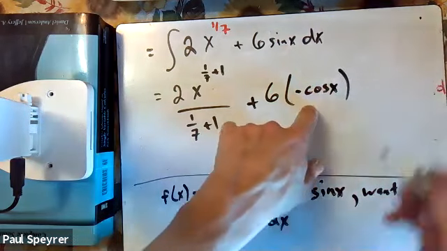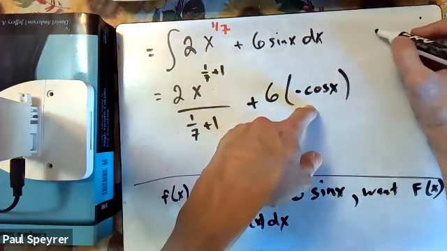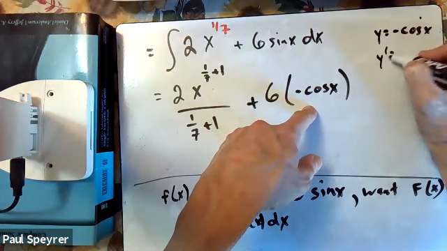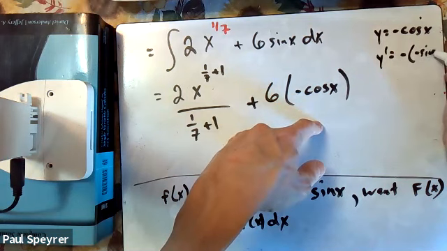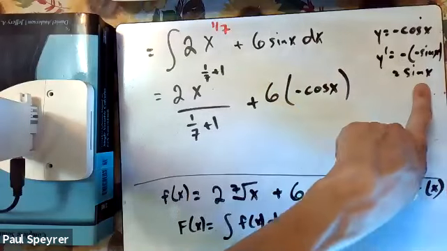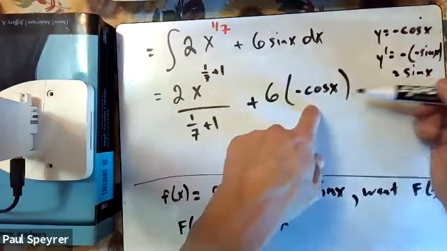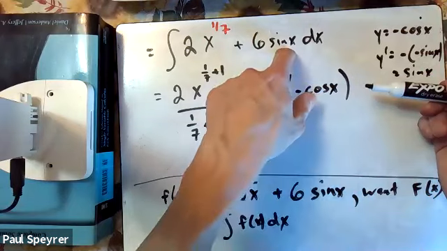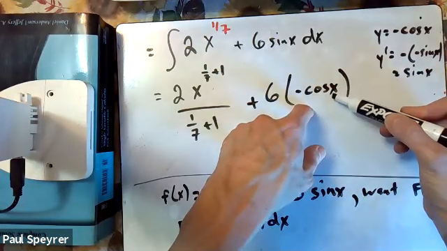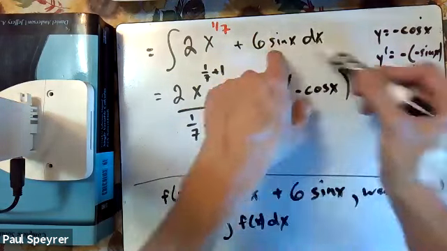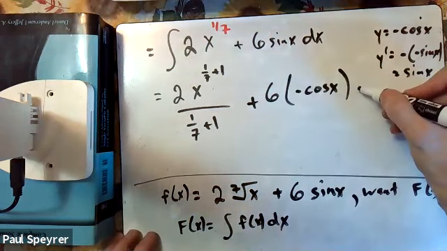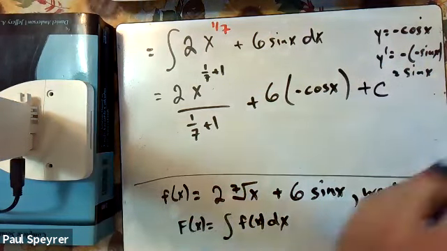Remember, how do you check this out right here? If y is equal to negative cosine of x, what's y prime going to be? That's going to be negative sine of x, which is positive sine of x. What did I just do right here? Well, as I've been saying, if you take the derivative of your antiderivative, you should get back to your original function. So if I take the derivative of negative cosine of x, I should get back to sine of x, right? Which I did. I just showed it right here. And don't forget your plus C.